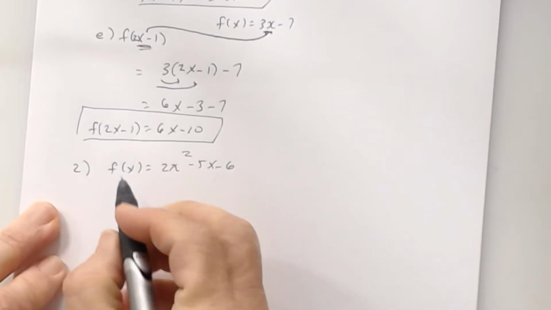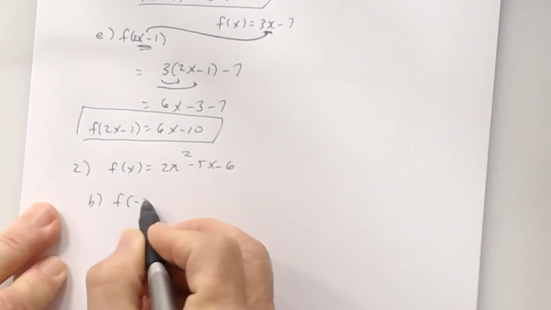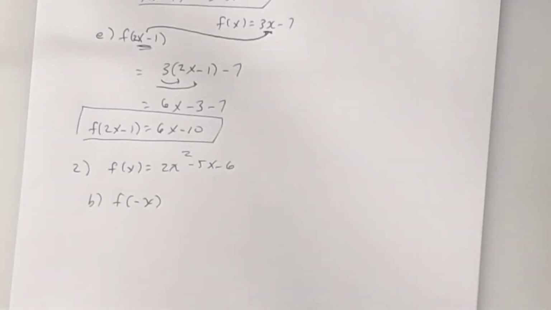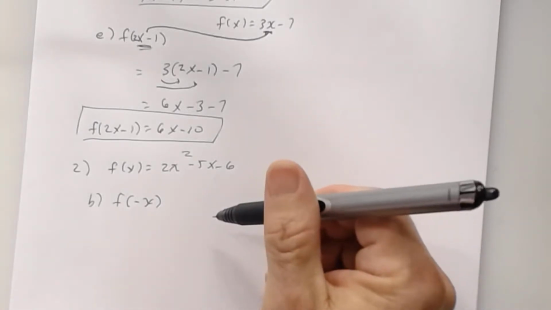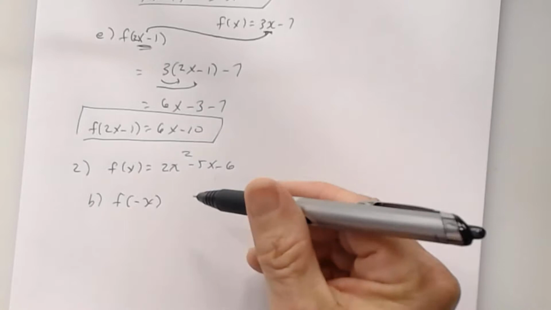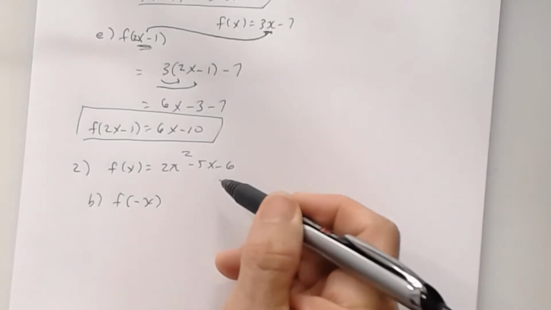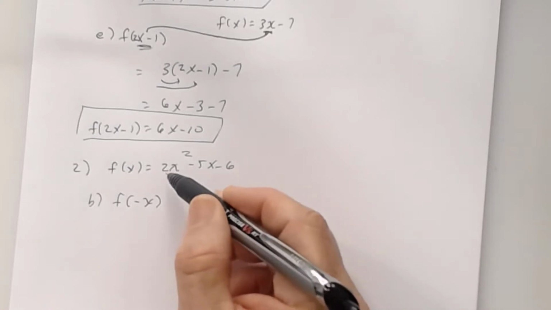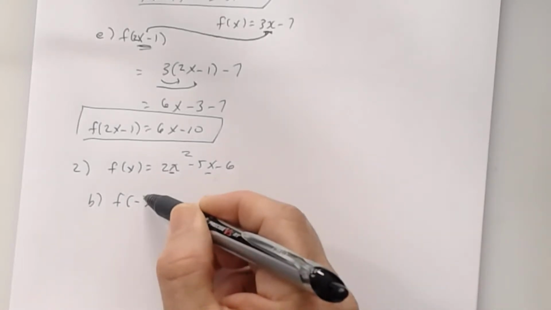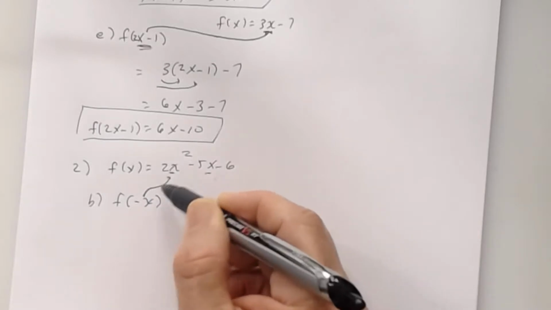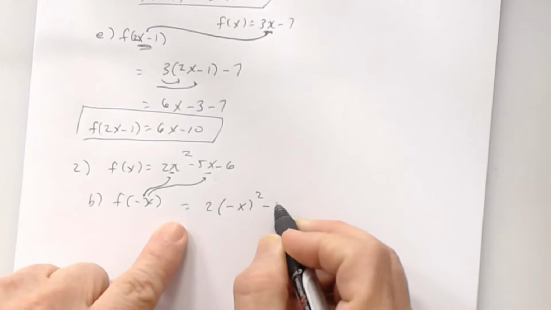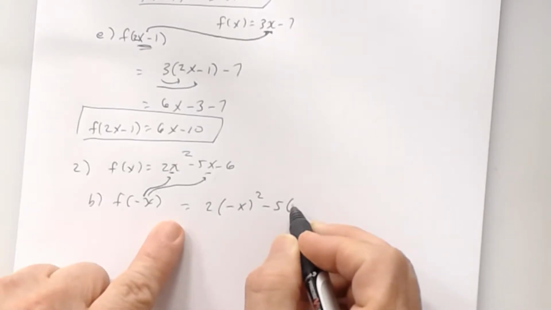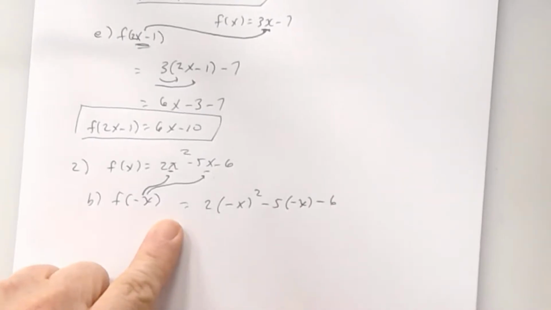All right, so in part B, you want to find f of negative x. So I know what f of x is. f of x is this function right here. It's 2x squared minus 5x minus 6. But I want to find what f of negative x is. So in place of the variable x, and how many times do I see the variable x on this right-hand side? Twice. So in place of this variable x, I'm going to substitute what expression? Negative x. And so I get 2 times, in parentheses, negative x squared, minus 5 times, in parentheses, negative x, and then minus 6. So that's where I'm at.